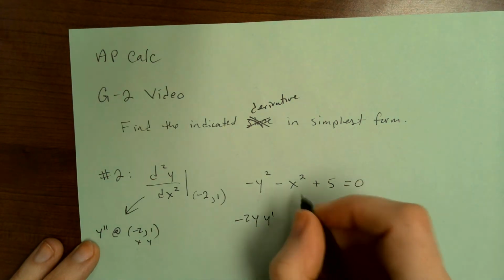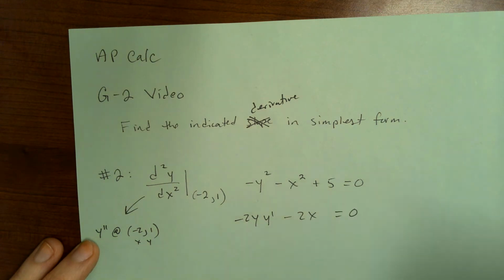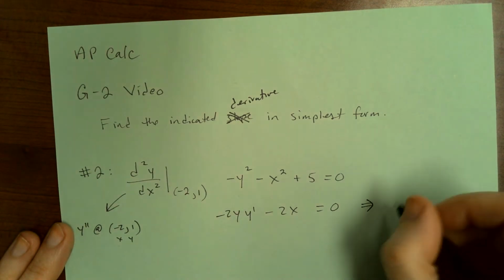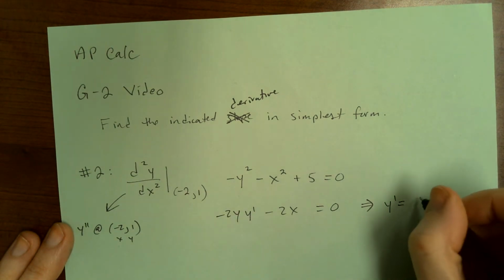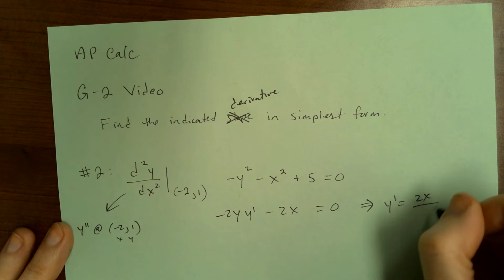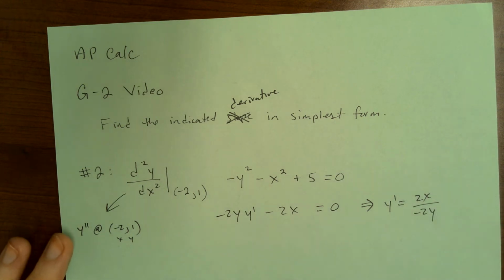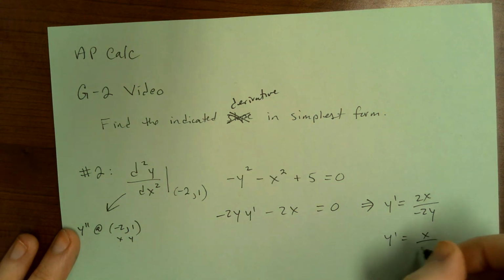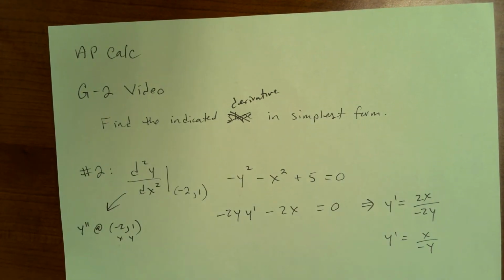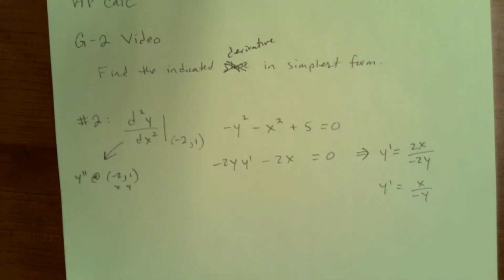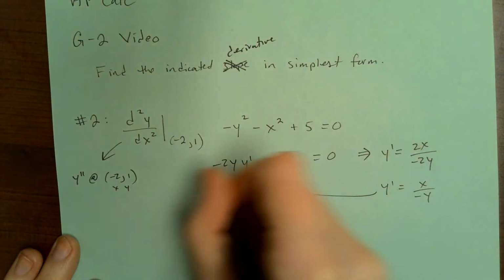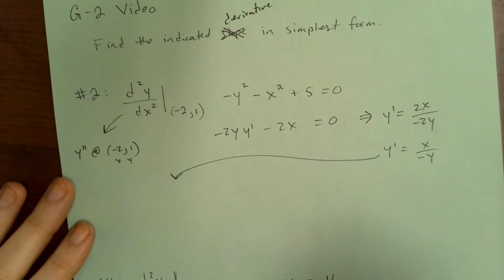The derivative of this is -2y prime minus 2x. Then you're going to solve for y prime. So y prime is equal to 2x over -2y. So y prime is x over -y. And then I'm going to take the derivative again. And I need quotient rule. So going over here, y double prime.